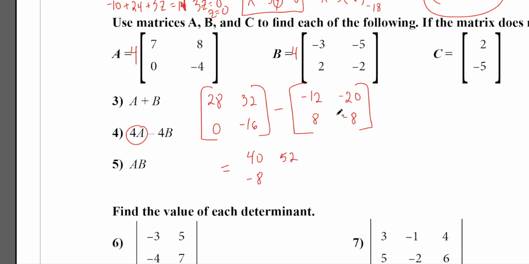All right? 0 minus 8 is negative 8. Negative 16, again, another minus a negative. What's minus a negative? Plus. Negative 16 plus 8 is just negative 8. And there it is. That's how you do that one.